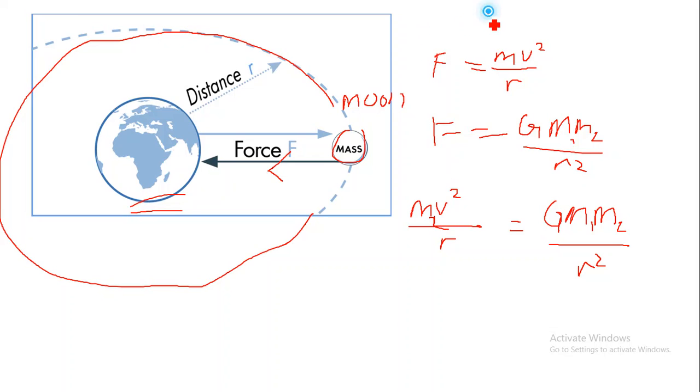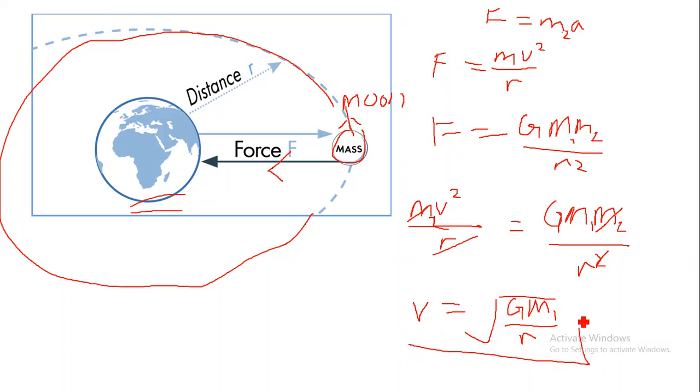Remember F equals ma from our free body diagram. This ma says that the moon accelerates, so this is the mass of the moon, and this is the gravitational attractive force. After m2 and m2 cancel, and one r cancels, we get v equal to the square root of G m1 over r.